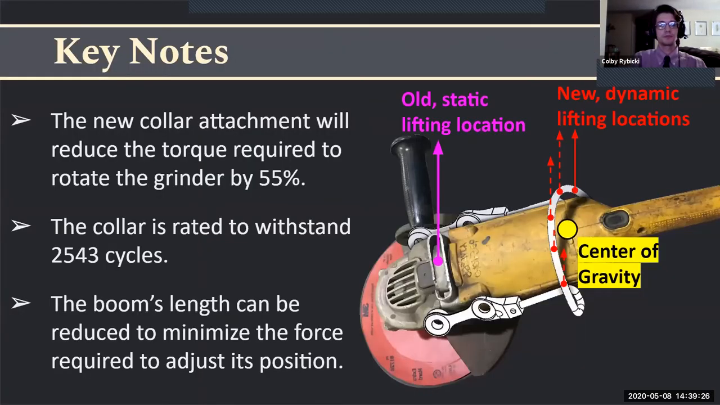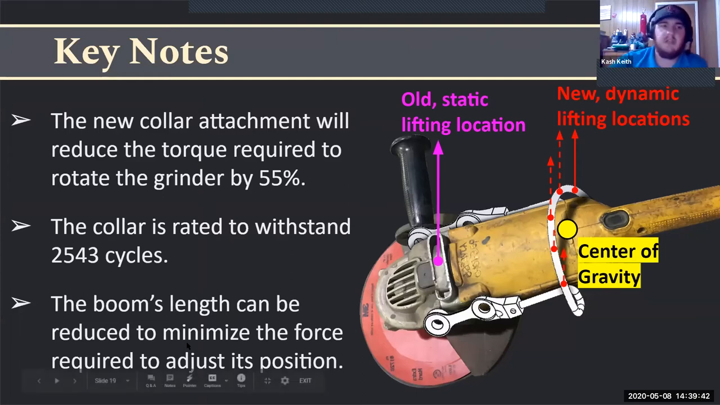So a couple of key notes to take from this would be that the new collar attachment will reduce the torque required to rotate the grinder by 55%. And it actually goes up whenever you get into the kinetic side of things as well. It gets around 70-75%, which is not bad, but let's look at the lower amounts as well.